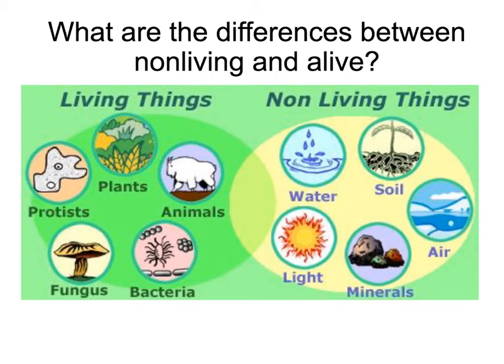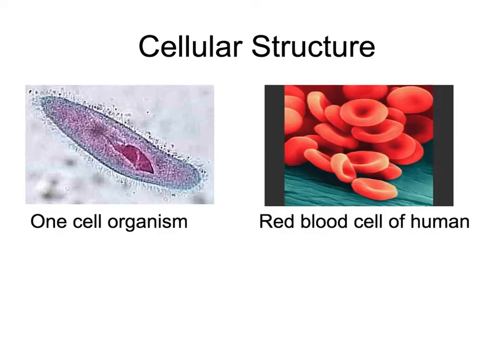For example, water, soil, air, minerals and lights. These are non-living things, but all the protists, plants, animals, bacteria, fungi, these are living organisms. So how can we decide which one is living or which one is not living? First characteristic is cellular structure.